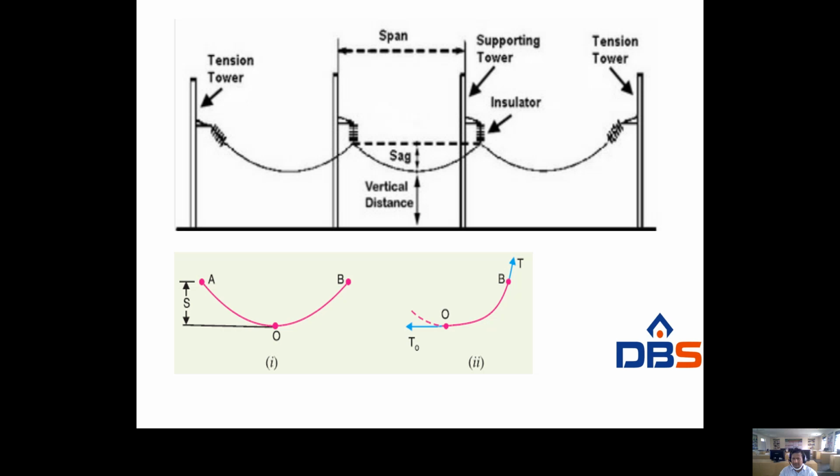So these are the insulators like this. Tension tower, supporting tower, span between the two towers, right? So look at the figure. Suppose you consider AB as a straight conductor. Because we are giving some safe tension to the conductor, we have to give some dip. That's why the conductor will be like this. Now the original position of the conductor is AB, and the actual one is AOB. The difference between AB and AOB is nothing but sag.